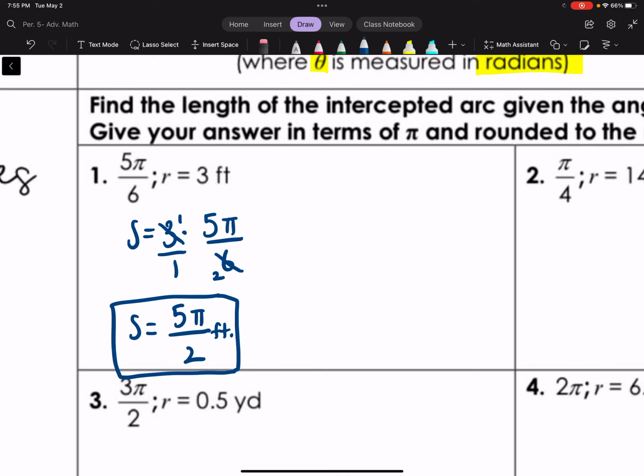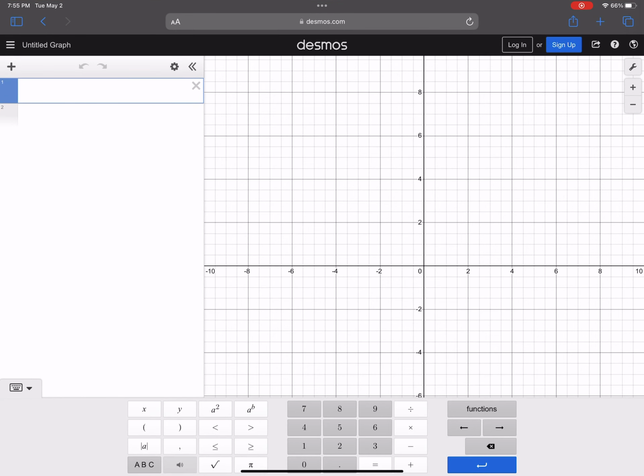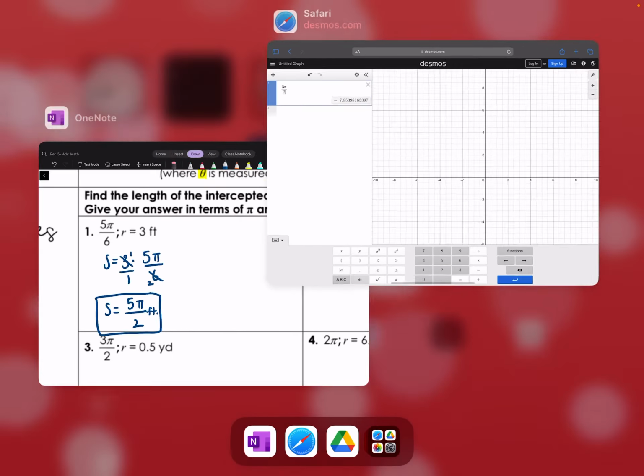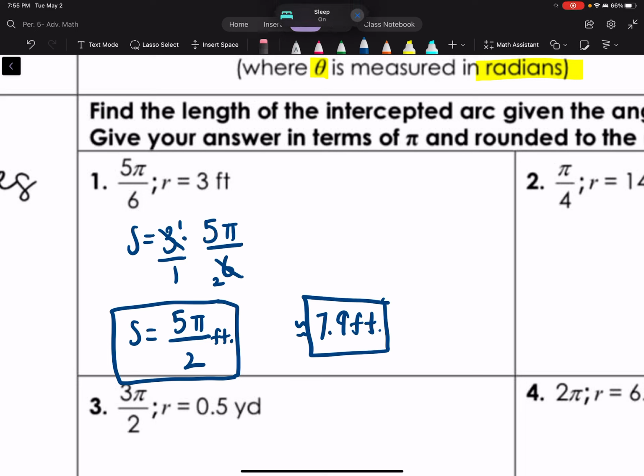To convert that to a decimal, all you've got to do is use your calculator. I'm going to be using Desmos because I do not have a calculator here. So I'm just going to put in 5 pi divided by 2. And that gives me the decimal answer of approximately 7.85. That 5 tells that 8 to round up to about 7.9 feet. All right, and that is how you find the arc length given an angle in radians and a radius.